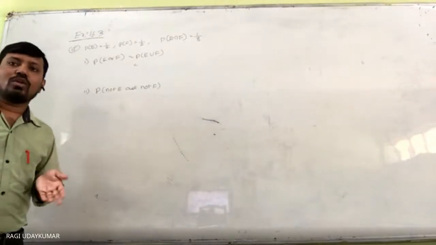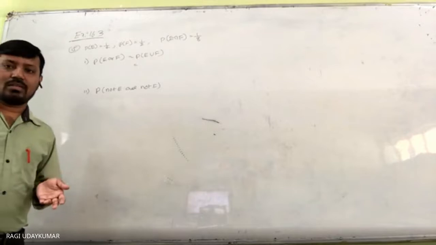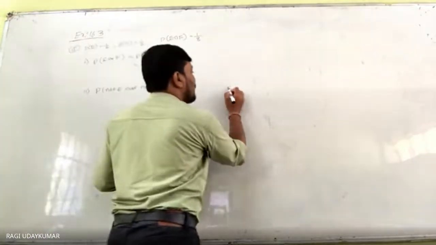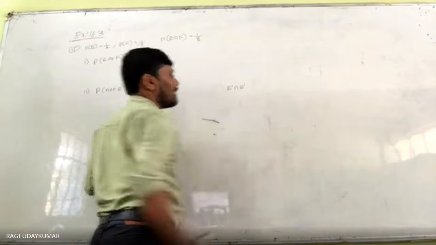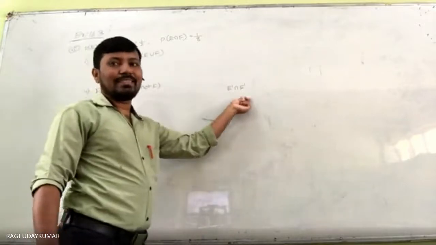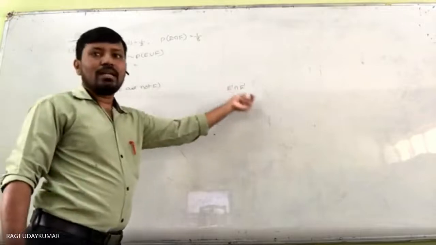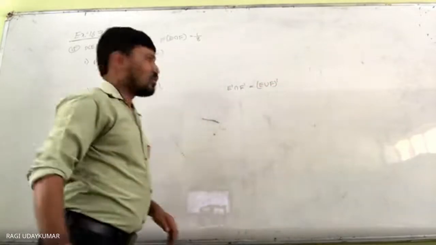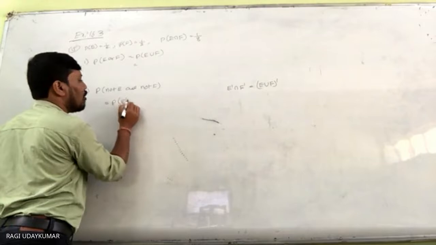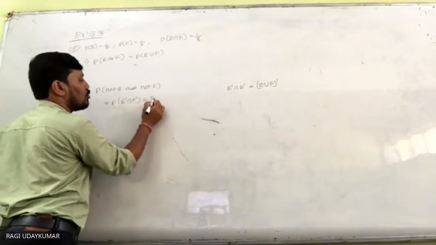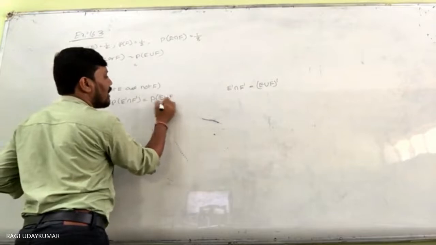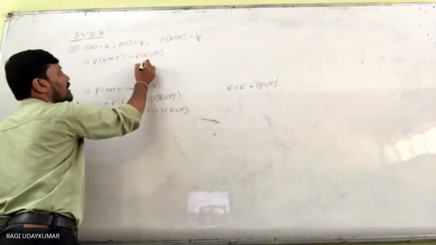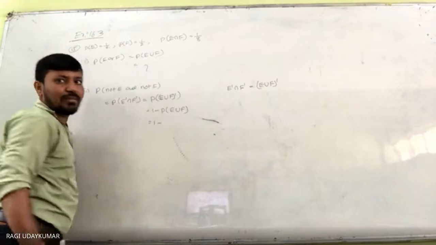So you can use De Morgan's laws here to find that. What is De Morgan's law? De Morgan's law says that not E and not F can be written as E complement intersection F complement, which is equal to E union F whole complement. So probability of E complement intersection F complement is equal to probability of E union F whole complement. This is equal to 1 minus probability of E union F. Whatever E union F you get, that should be subtracted from 1.